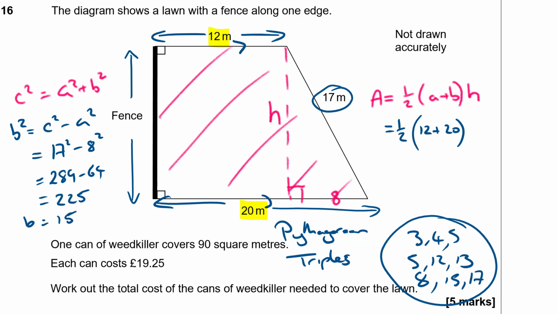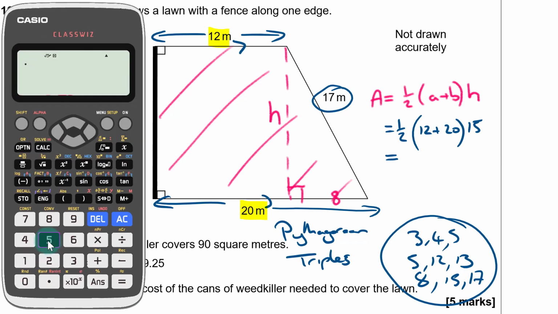But anyway, we now know the height of this triangle. It's 15, so I'm going to put that in there. So now I can work out the area of my trapezium. So half times 12 plus 20, times 15, equals half times 32 times 15, which is 240.